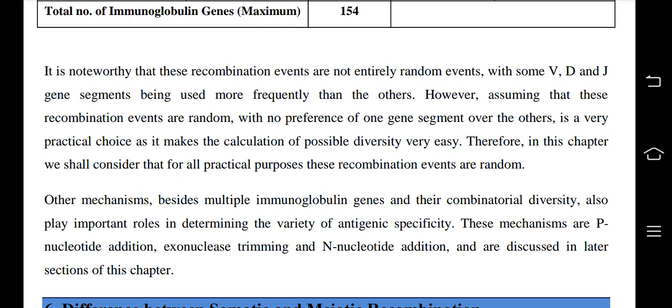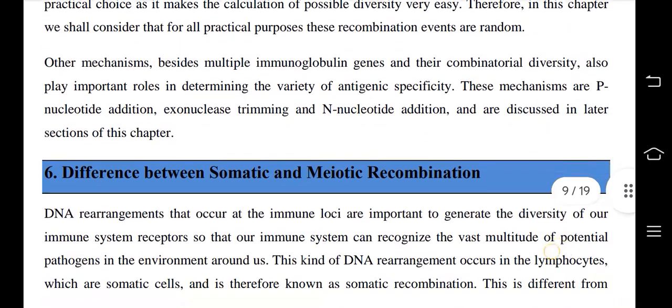Other mechanisms besides multiple immunoglobulin genes and their combinatorial diversity also play an important role in determining the variety of antigenic specificity. These mechanisms are P-nucleotide addition, exonuclease trimming, and N-nucleotide addition, and are discussed in later sections.